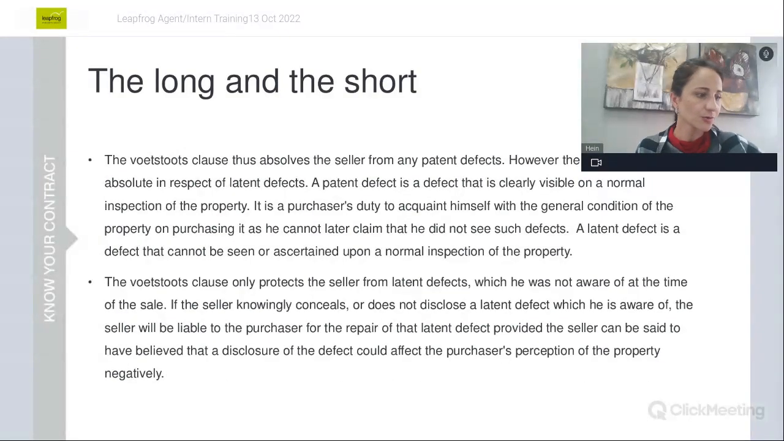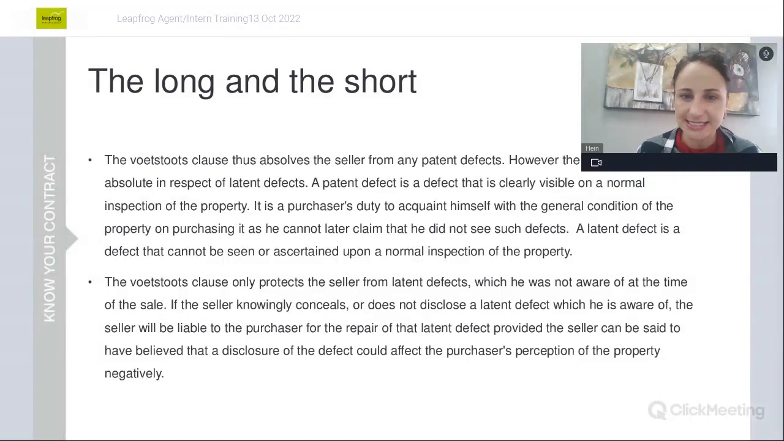Although you and I might think Voetstoots is such an obvious clause, I do want to tell you that we often get buyers that ask us, Madeleine, what is Voetstoots? What does it mean? So it's really important that you please spend a second or two when you sign up your offers to explain that to the clients.